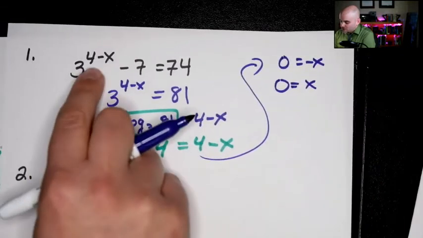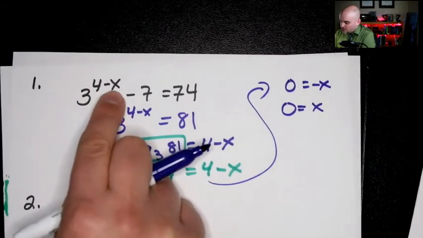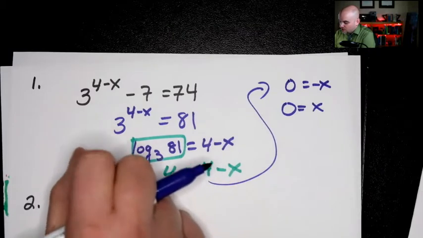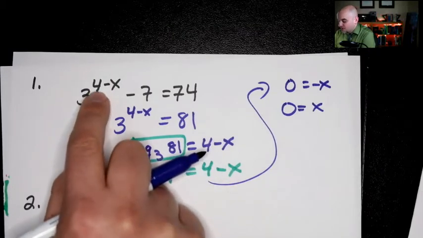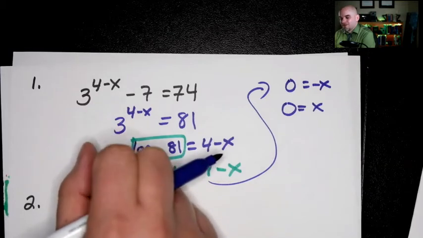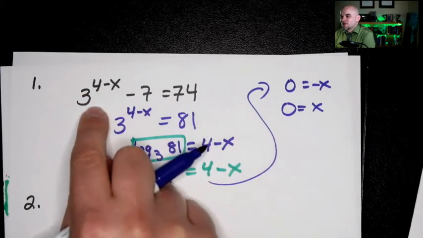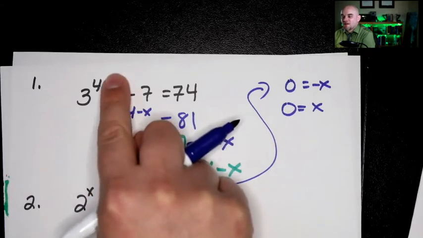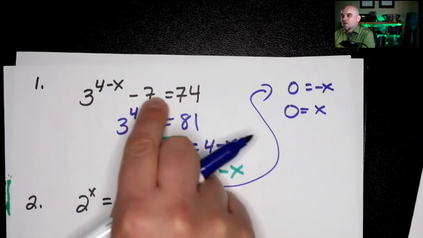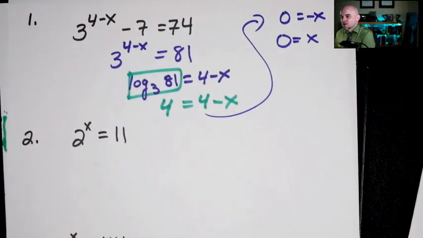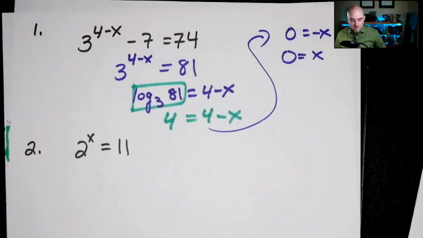And we can go back and check this. If we have 0 in right here, we get 3 to the 4 minus 0, which is 3 to the 4th, right? And that equals 81. And 81 minus 7 is 74, so it all checks out. All right? Sorry about that. That was number 1, though.